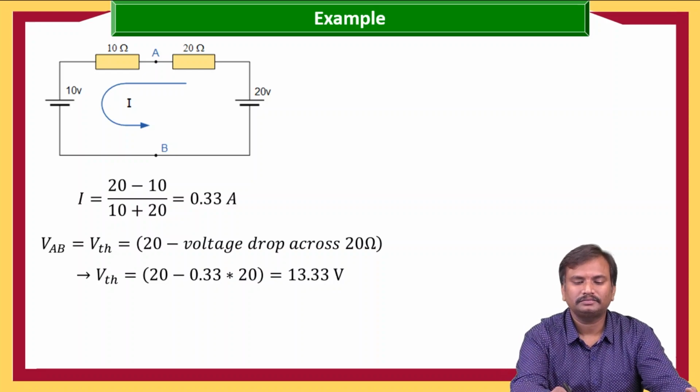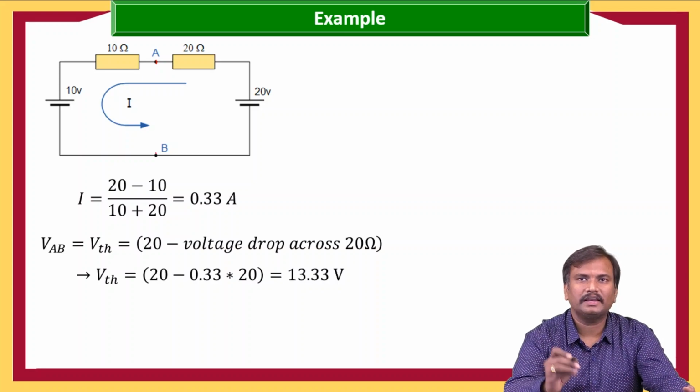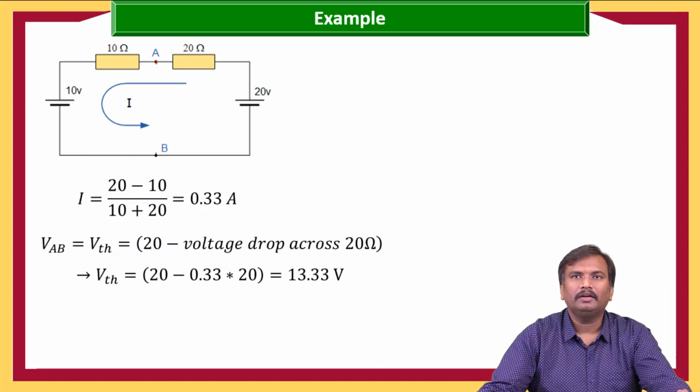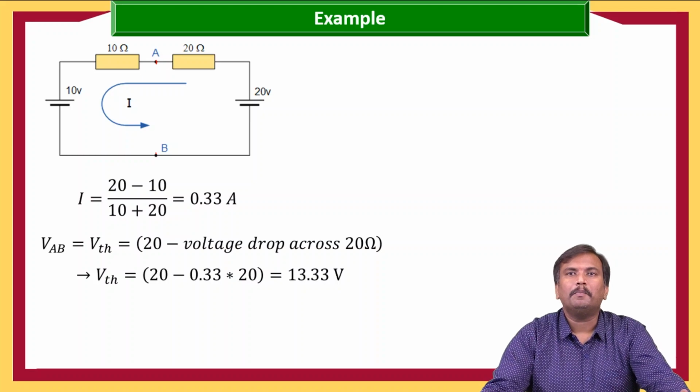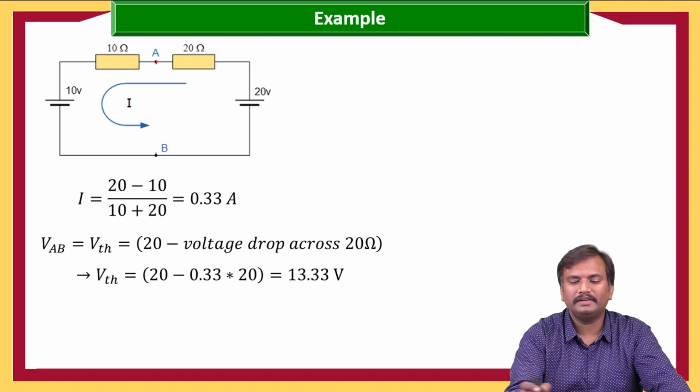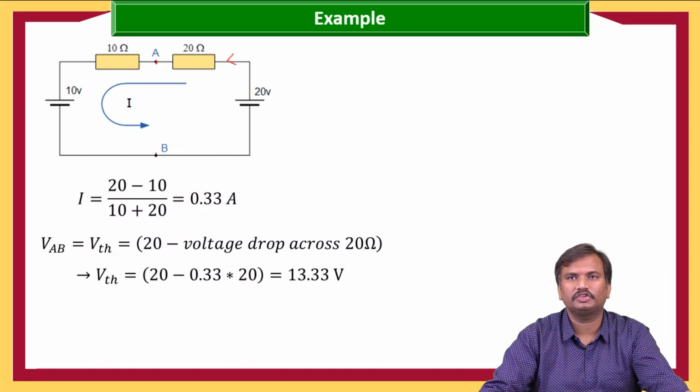Here, this is the open circuited terminals A and B. When it is open circuited, the 10 ohms and 20 ohms are connected in series, and all the elements are connected in series because there is only a single path for the current flow, and this current flows in this particular direction, that is, the anti-clockwise direction.